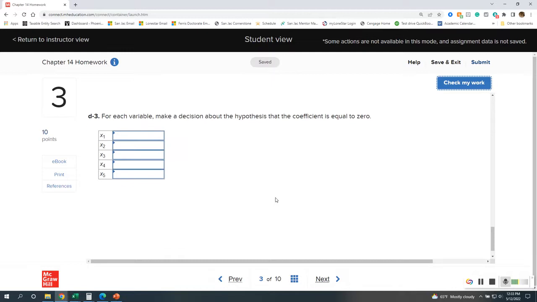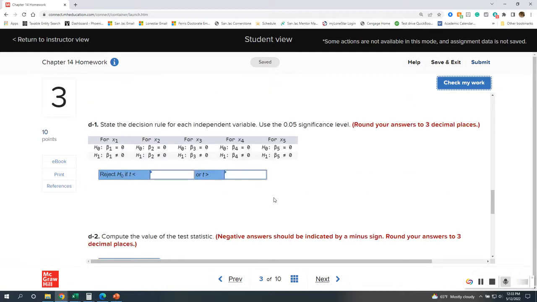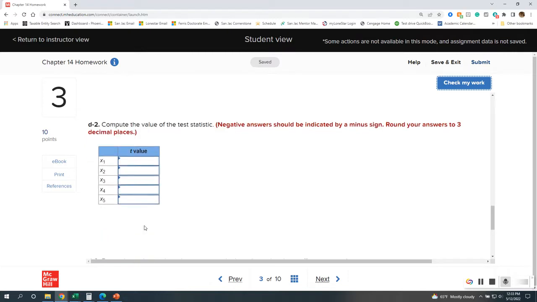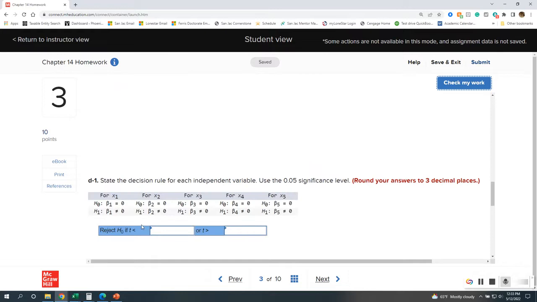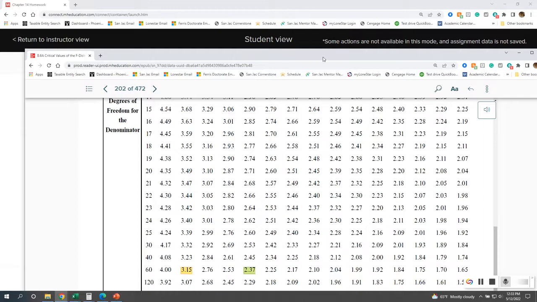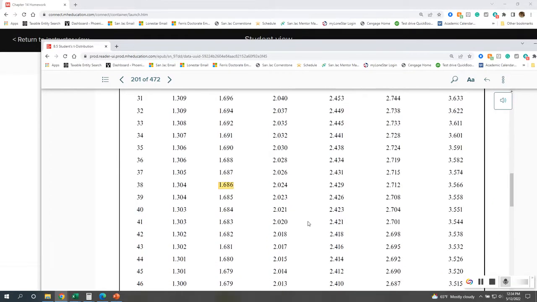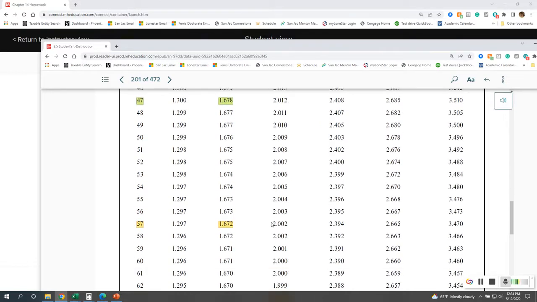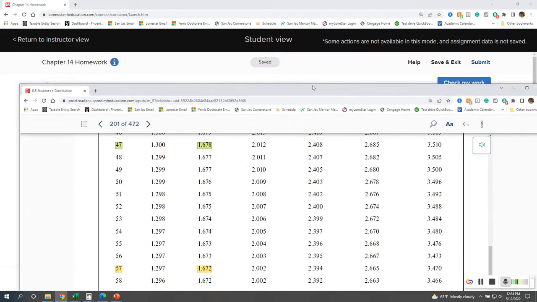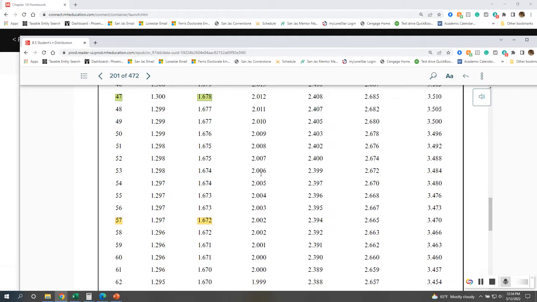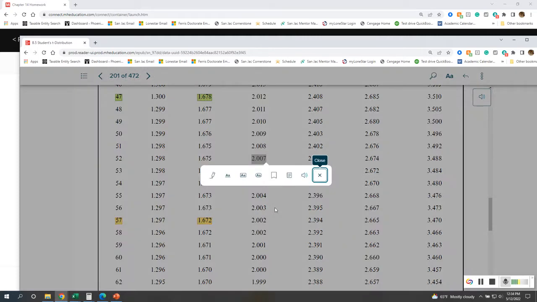Alright, now, wow, this is a really long problem. Okay, so state the decision rule for each independent variable using the 0.05 significance level. Okay, so we're going to have to find our t value now. So, and we're still on the 0.05. So t, 2 degrees. Probably going to be looking at about, see, we had 57 for the N minus the treatments, 2, 3, 4, 5. So we're probably looking at 52 at 2.07.